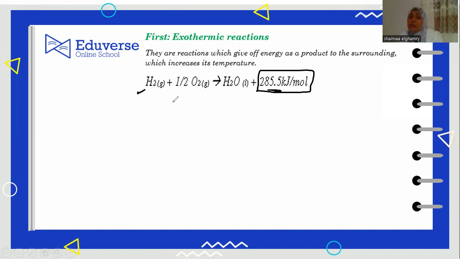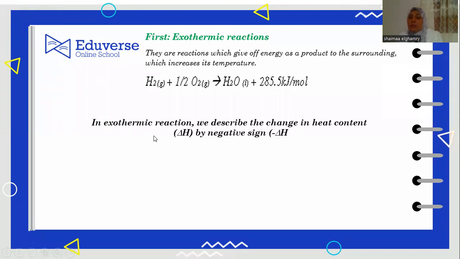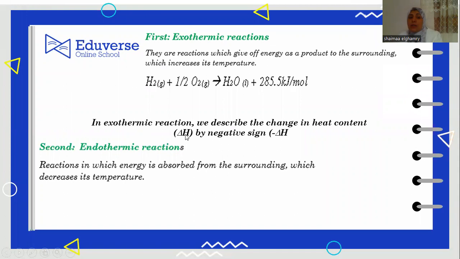And in an exothermic reaction, delta H has a negative sign. Why does it have a negative sign? Because as we said, delta H is equal to the heat of product minus heat of reactant. In this case, the heat of reactant is greater than the heat of product. So the value of delta H will be negative. So in an exothermic reaction, delta H has a negative sign.